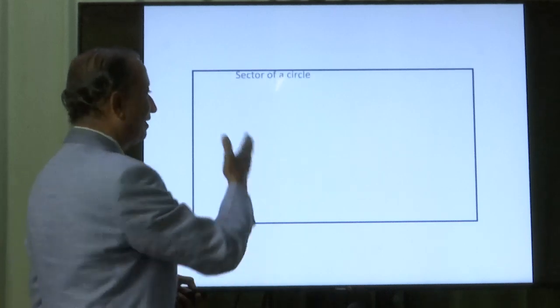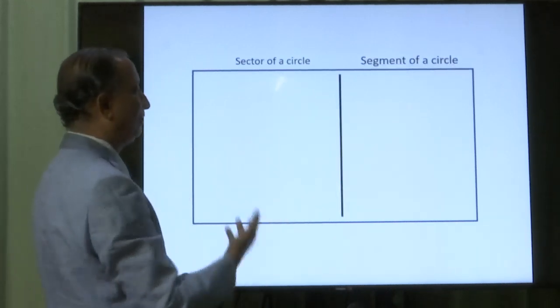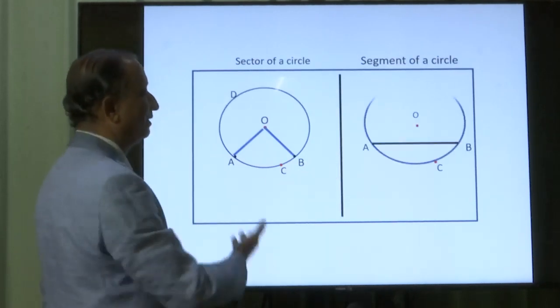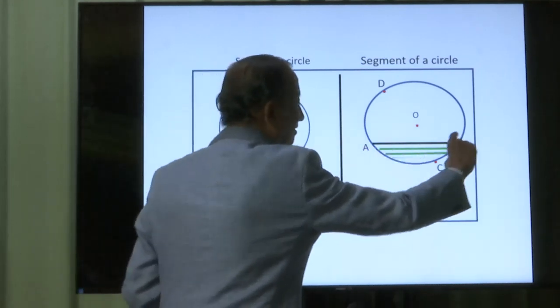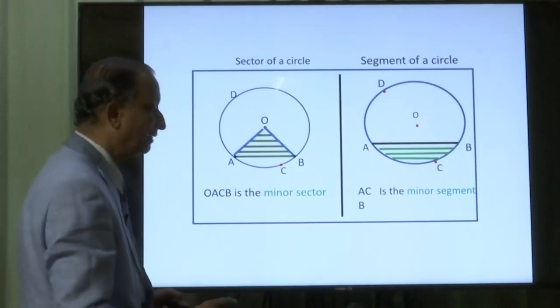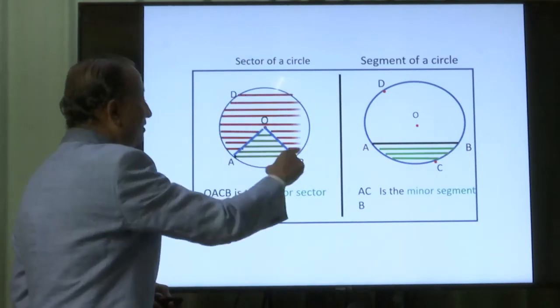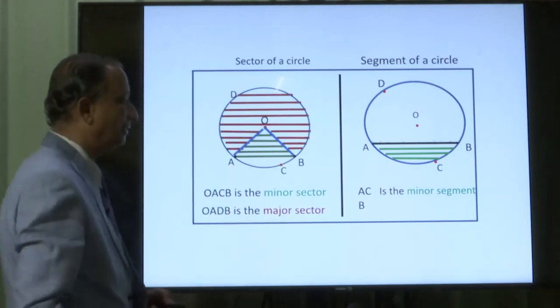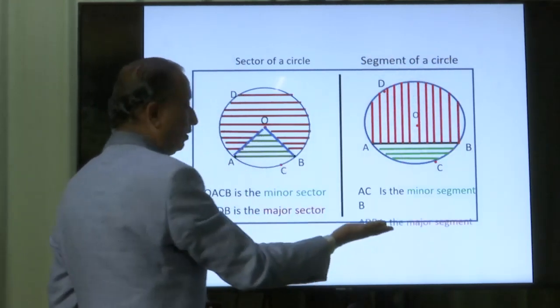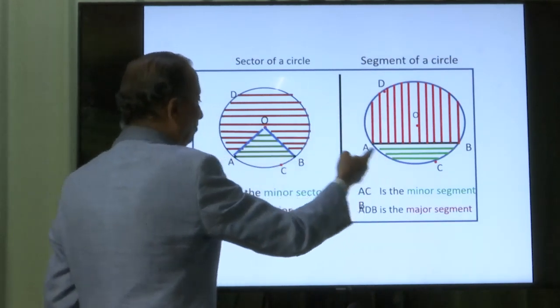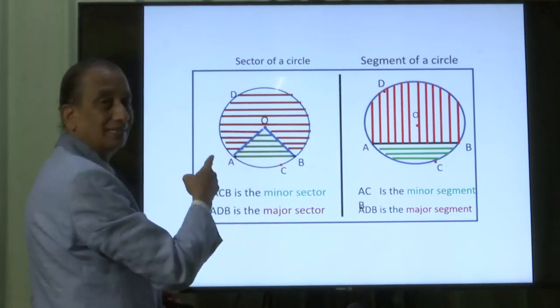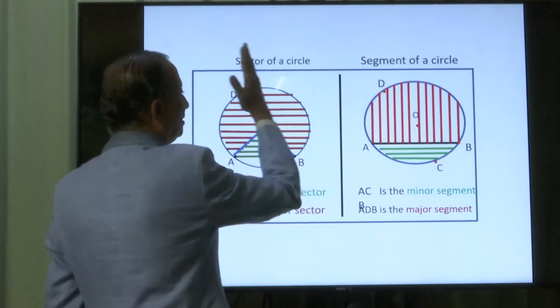Now let us try to compare the sector of a circle with the segment of a circle. Here are the two figures. So, this region is called the minor sector, whereas this region is called the minor segment. And this region is called the major sector and this portion is called the major segment. So, major segment, minor segment, major sector and minor sector. So, have a clear idea about the sector of a circle and segment of a circle.